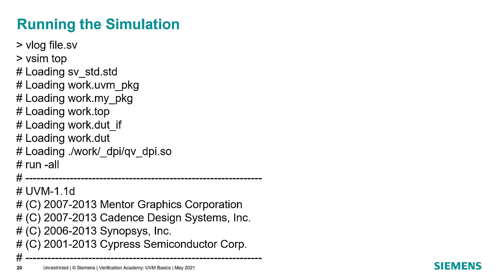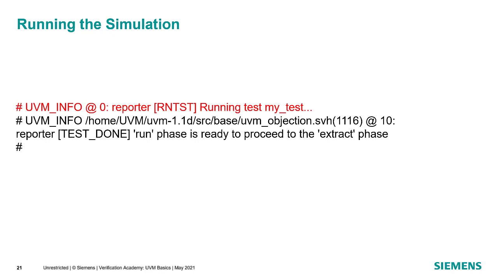When we run the simulation, we call Verilog on the file that does all of the package imports and all that stuff. The top level module is called top, so we invoke vsim on that. And then when we do that, it loads all of the packages, including uvm_package and my_package and the top level module and the interface and the DUT. And then it runs and you see a standard header from the UVM package. And then what happens is we get some information messages printed out. So the first thing that will get printed out at time zero is from the reporter, which is part of the UVM infrastructure, and it just indicates that it is running the test, my_test.